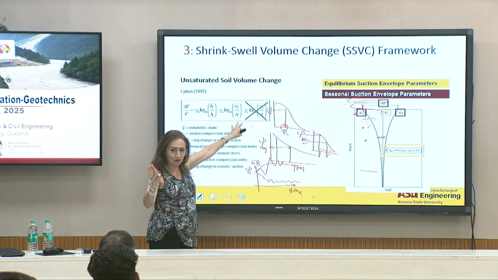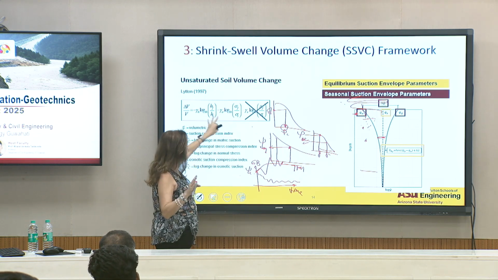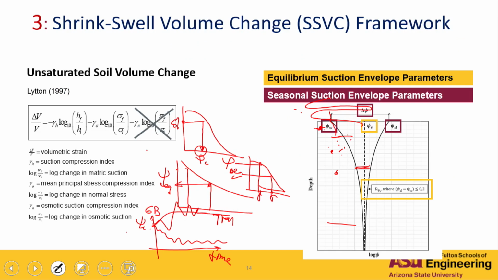So I think I confused you. This one is only the suction envelope that we observe in the field. So let's go to the next step, because I'm getting ahead of myself. Okay, so that's right.